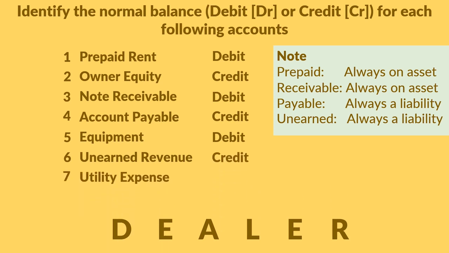Utility expense is a form of expense, the first E in DEALER, so it's a normal debit account. Dividends, last but not least, is the D in DEALER, so it's going to be a normal debit account.